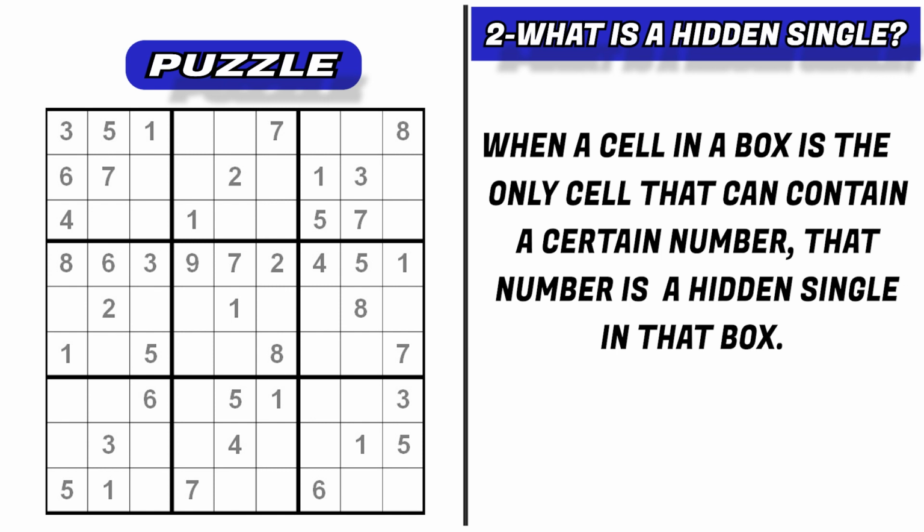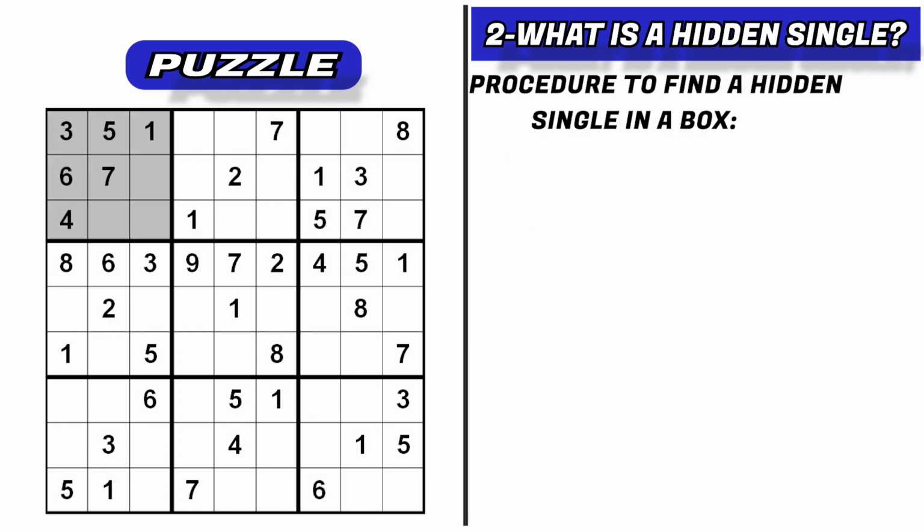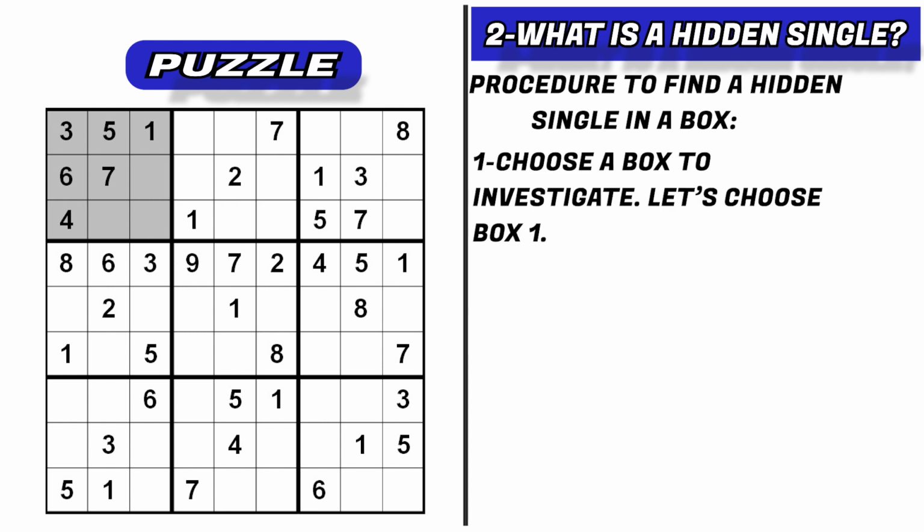As you would expect, the same logic will also apply to a box. When a cell in a box is the only cell that can contain a candidate number, that number is a hidden single in that box. You can spot hidden singles in a box by following 4 simple steps. Step number 1. Choose a box to investigate. In the example on the left, we will focus on box 1 highlighted in gray.